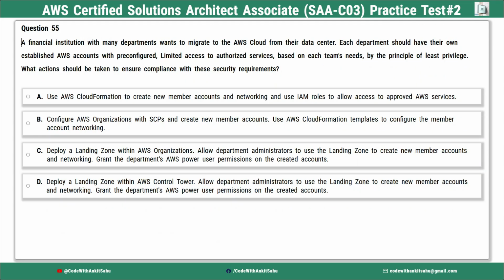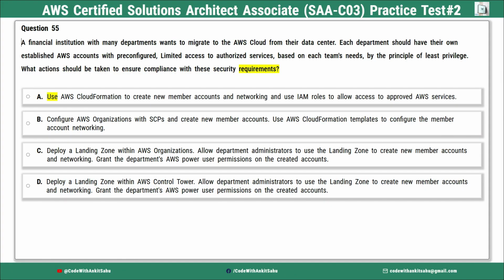Question 55. A financial institution with many departments wants to migrate to the AWS cloud from their data center. Each department should have their own established AWS accounts with pre-configured, limited access to authorized services, based on each team's needs, by the principle of least privilege. What actions should be taken to ensure compliance with these security requirements?